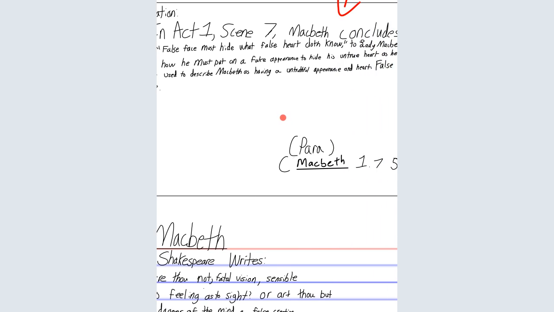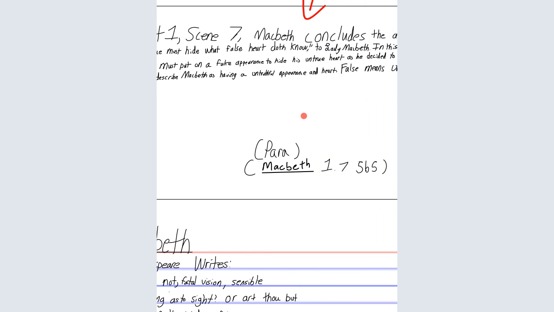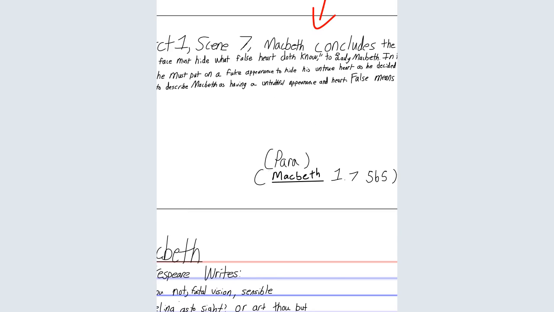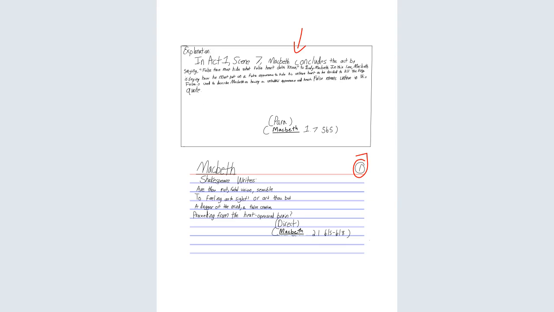False is used to describe Macbeth as having an untruthful appearance and heart. False means untrue in this quote. Okay, so that was a good job by the student to fully explore what was being spoken about and how false is used and what it means there.